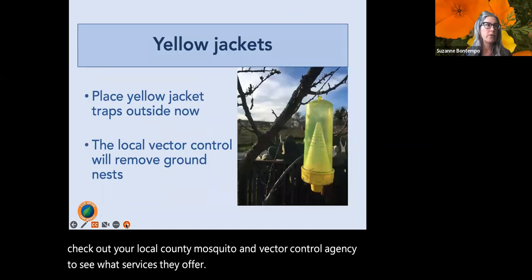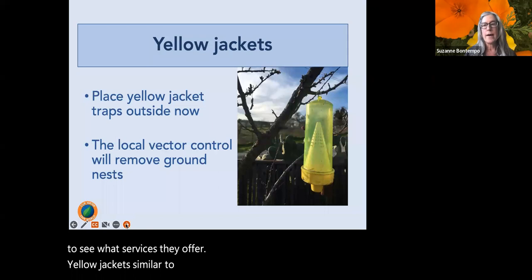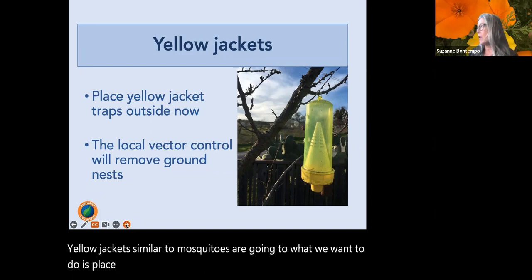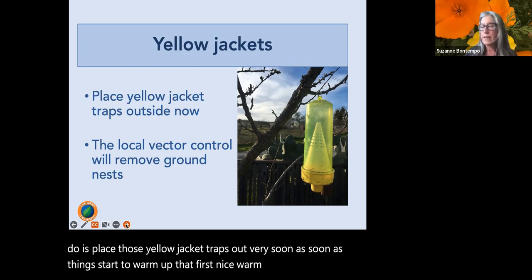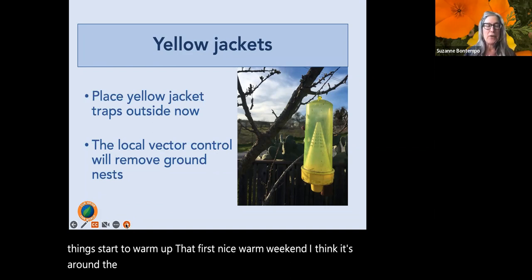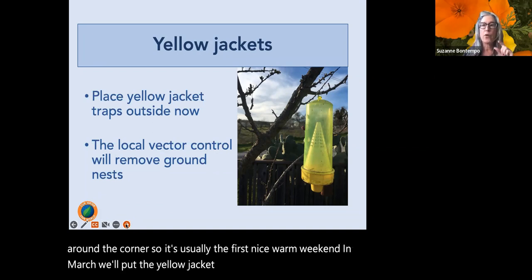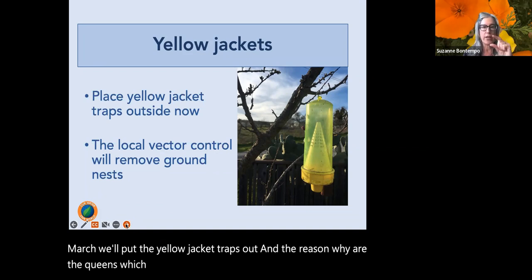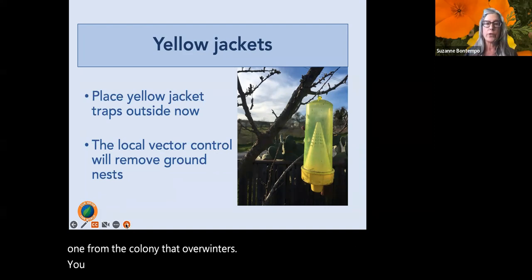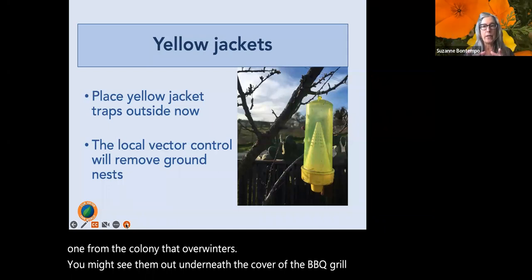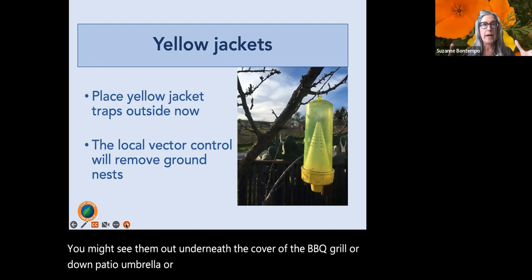Yellow jackets, similar to mosquitoes, what we want to do is place those yellow jacket traps out very soon. As soon as things start to warm up, that first nice warm weekend, I think it's around the corner. So it's usually that first nice warm weekend in March, we'll put the yellow jacket traps out. And the reason why is the queens, which look like supersized yellow jackets, are the only ones from the colony that overwinter. You might see them out underneath the cover of the barbecue grill or down patio umbrella or on the cover of patio furniture.